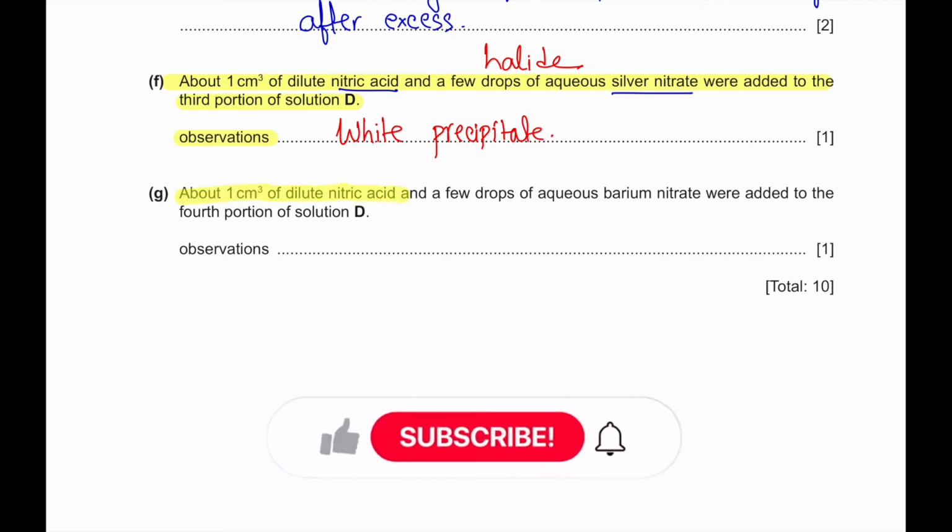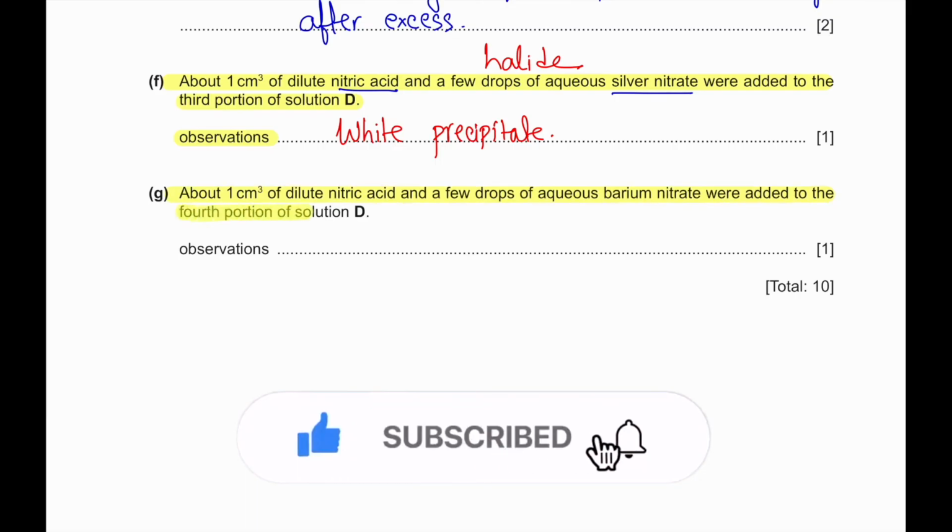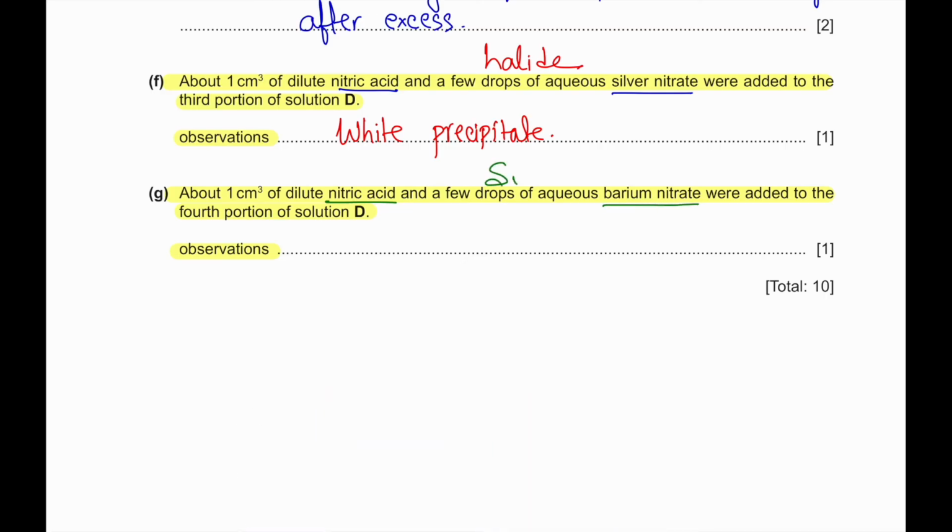About 1 cm cube of dilute nitric acid and a few drops of aqueous barium nitrate were added to the fourth portion of solution D. Observations. Nitric acid followed by barium nitrate is a test for sulfate. Since this particular salt does not contain sulfate, there will be no change.